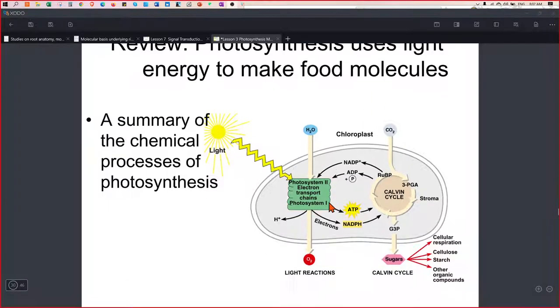The photoreaction is the one involving the production of energy products, and this happens in the thylakoid membrane inside the chloroplast. Remember, this is your chloroplast. Your chloroplast is in your cell. There are many chloroplasts in cells, and most of them are actually pressed against the cell wall.